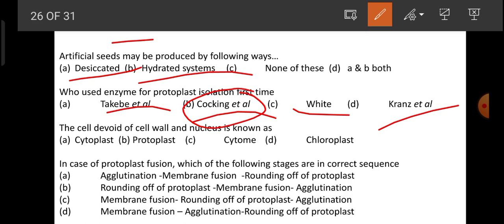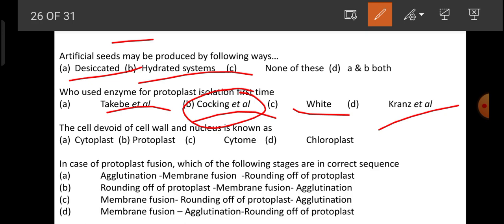Next question, the cell devoid of cell wall and nucleus is known as, options cytoplast, protoplast, cytome and chloroplast. Okay, so here you should know these individual terms. Protoplast, as you know, is the outer covering of any plasma.